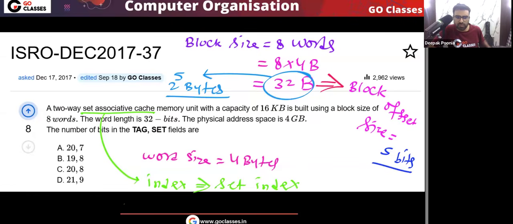So let's find what is the number of sets in this cache memory. First we will find what is the number of lines. To find the number of lines, we can divide the cache memory size by the line size. Line size is equal to block size.